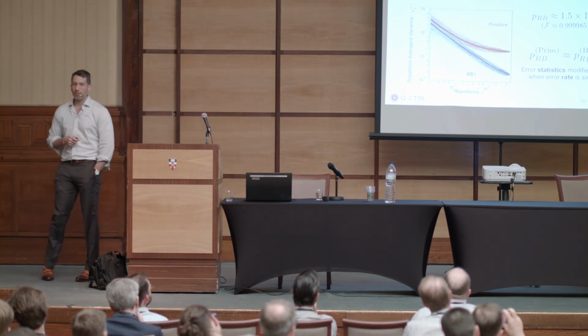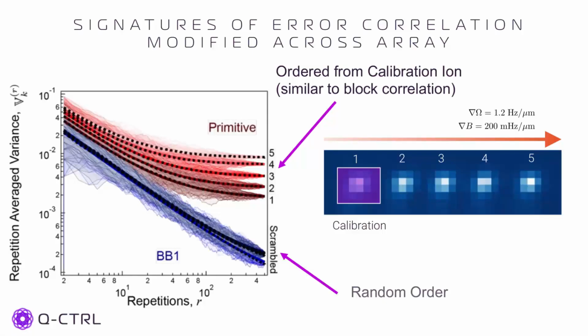You can extend this from 1 qubit back to that 5 parallel qubit operation setting that we talked about where we have this microwave field gradient. And we see that as we go from the ion on which we calibrate everything over to the other one, 1, 2, 3, 4, 5, that the saturation point in this variance scaling goes up because we have more and more correlated error. We haven't calibrated well on the 5th ion because we've calibrated over here.